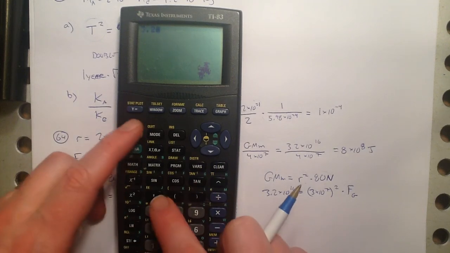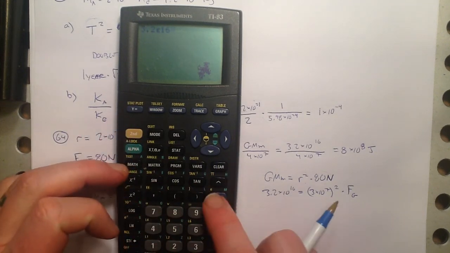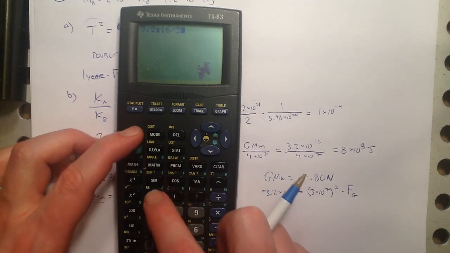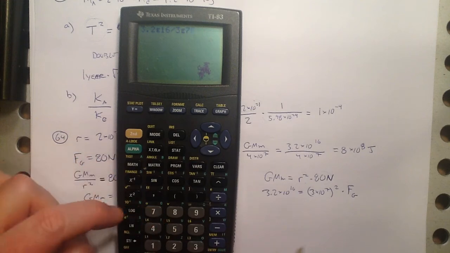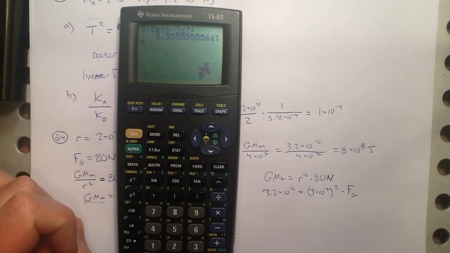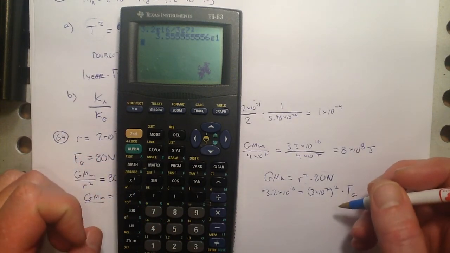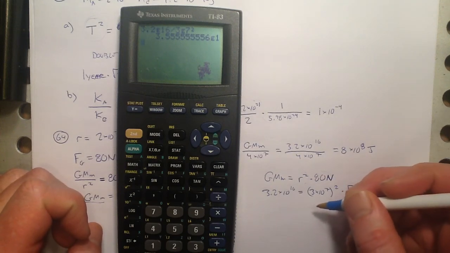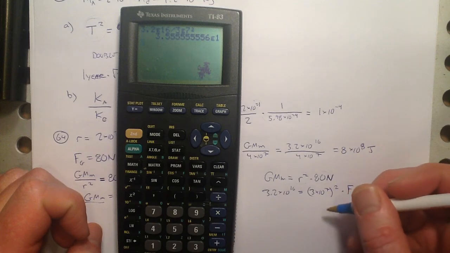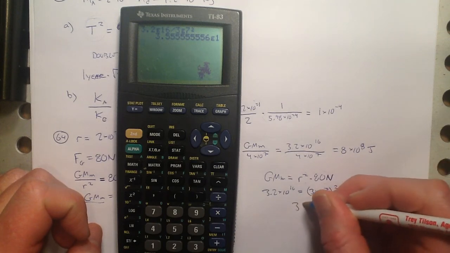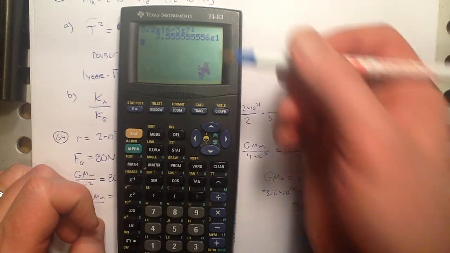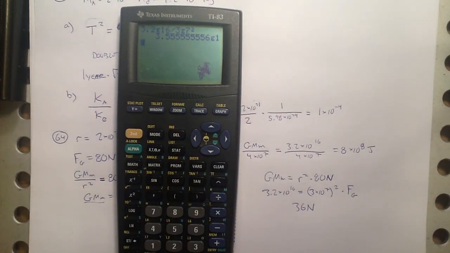So 3.2 times 10 to the 16th divided by 3 times 10 to the 7th squared is 35.5, about 36 newtons. I still have mine in scientific notation, so that's times 10 to the 1st. So about 36 newtons.